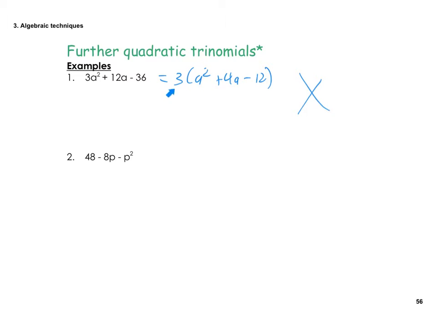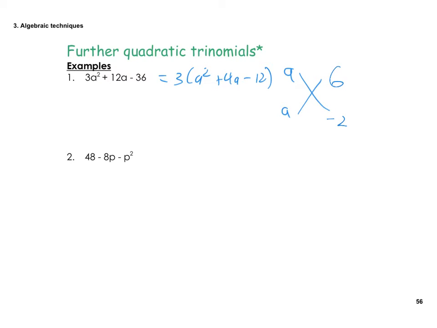Now, just like the last couple of lessons, draw up a cross. That 3 is outside, so we can ignore that. Just look at this here. So a squared can be a and a. Now 12: negative 12, negative 6 and negative 6 and 2. Actually, negative 2 and 6 is better because it gives us 4a. So negative 2 and 6.